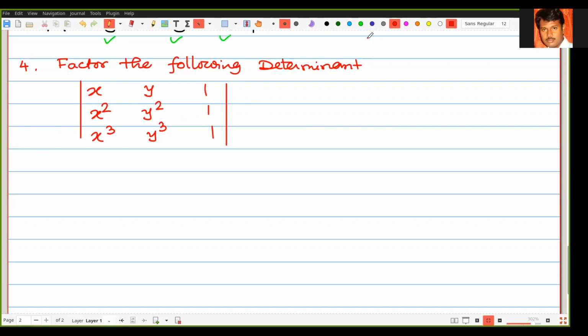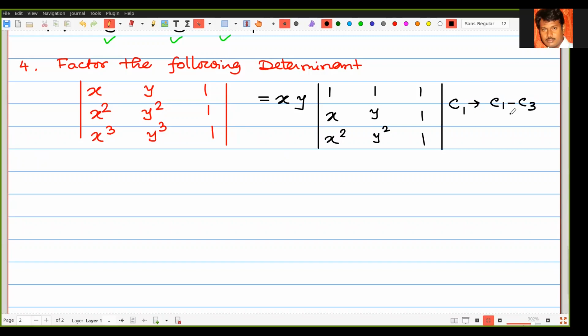So from the very first column, we can take common the x, and from the second column, we can take common the y. So it is now 1, 1, 1. That one is x, x square. That one is y, that one is y square, and 1, 1. Now after that, we are doing the operation. That means C1 is now C1 minus C3, and C2 is C2 minus C3.